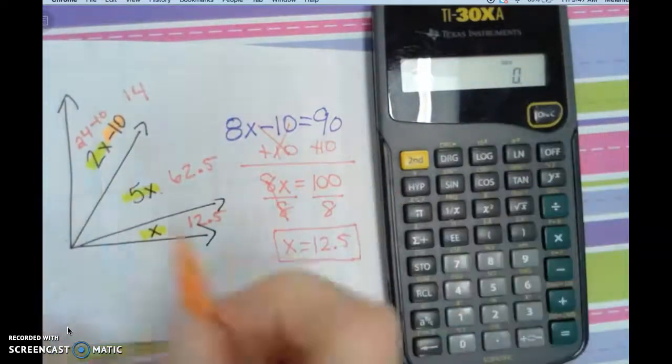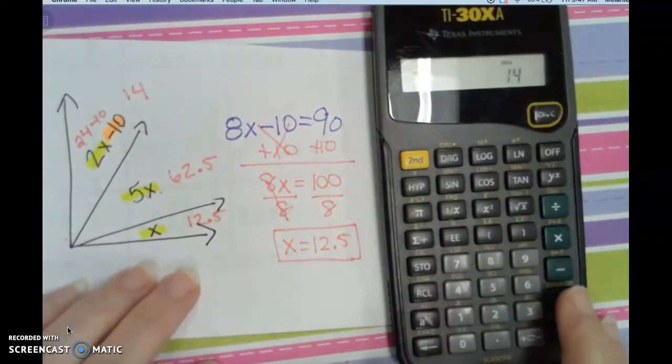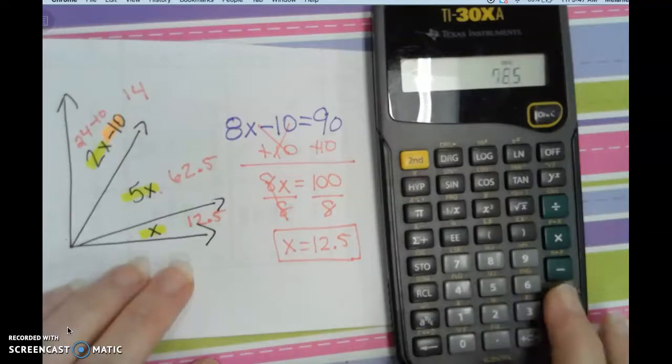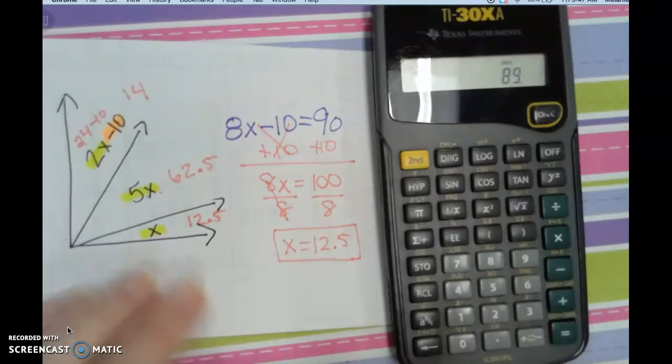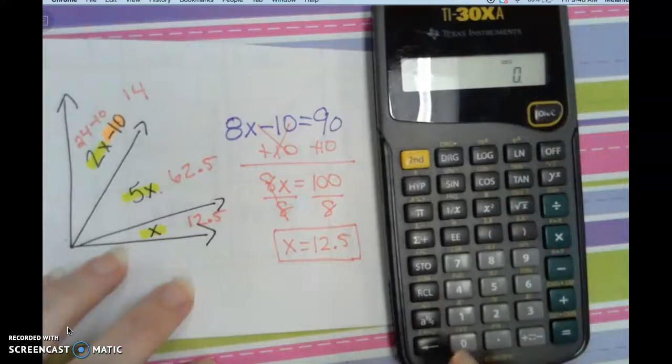Now I hope when I add all of this up, I hope I get 180. And I got 14 plus 62.5 plus 12.5. Uh-oh. I said 180. What do I really want? I really want 90. But let's see if I did something wrong. Let's see what I did.